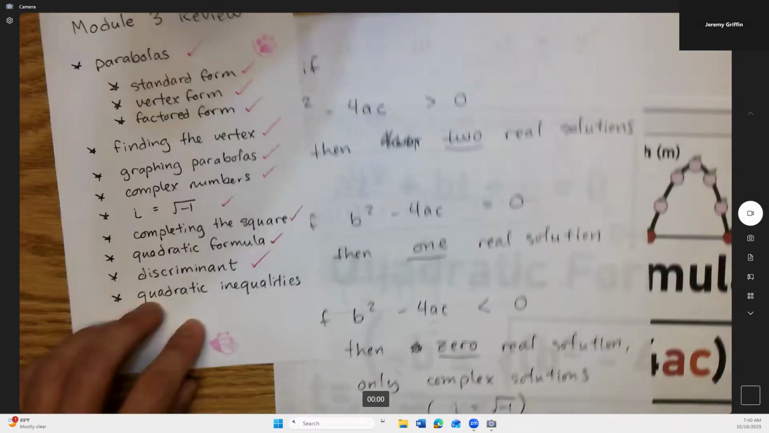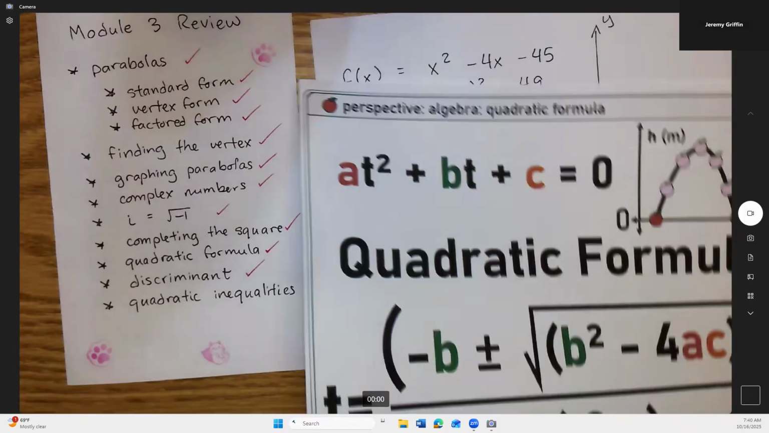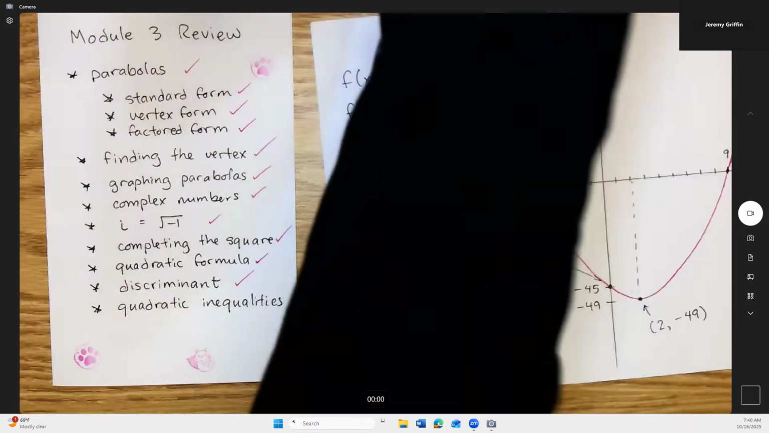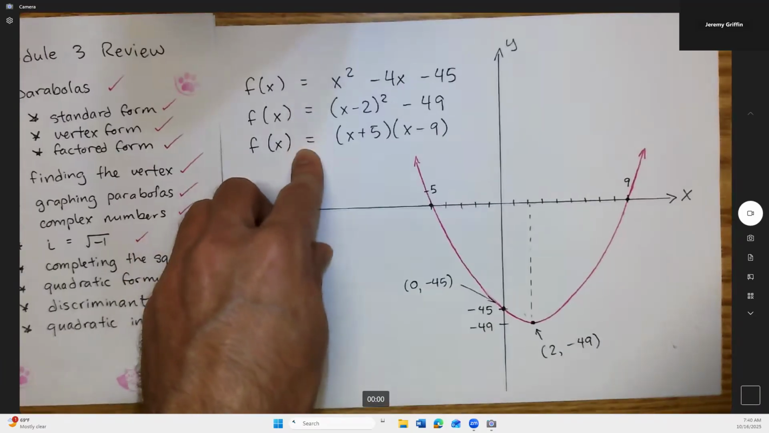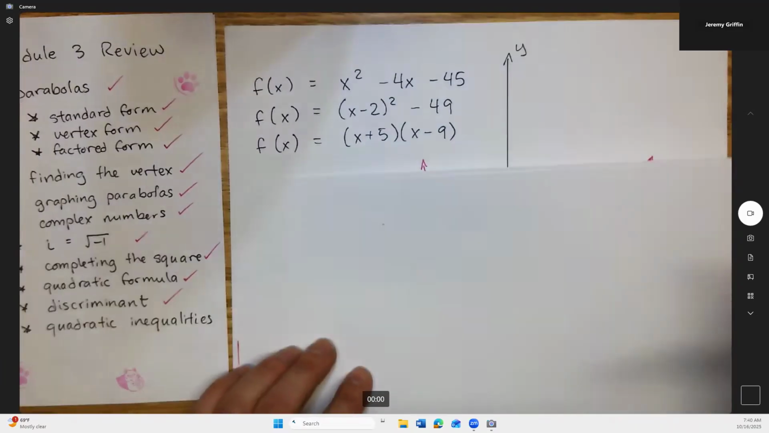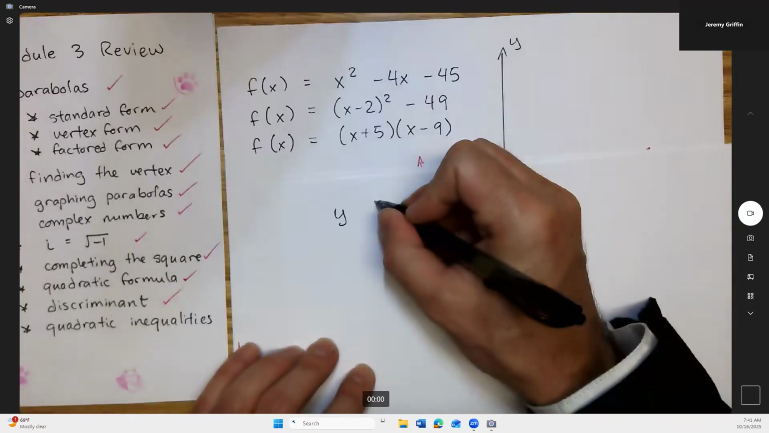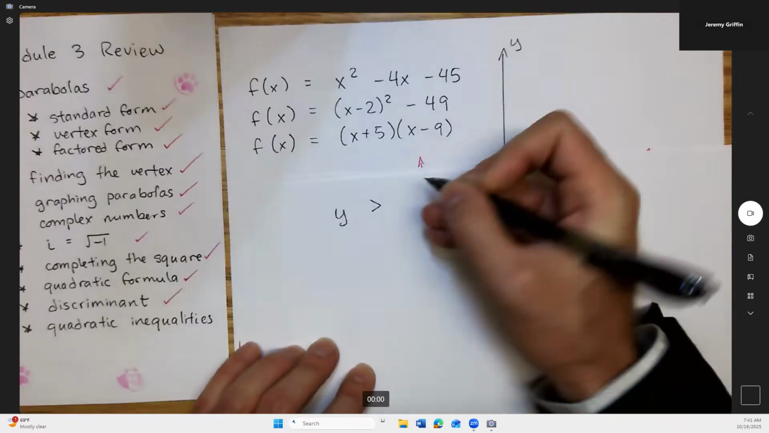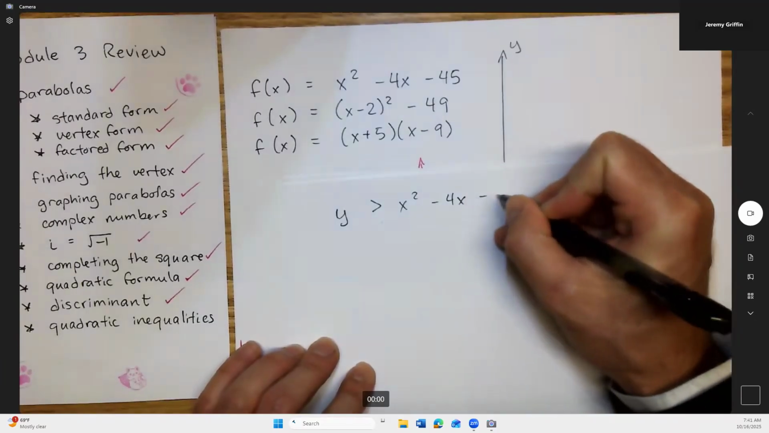All right, so last topic here, let's look at quadratic inequalities. Basically, if I just take this and say, instead of equals, what if I just made that greater than or less than? So let's say, what if I have y, let's say strictly greater than, and then something like this, x squared minus 4x minus 45.